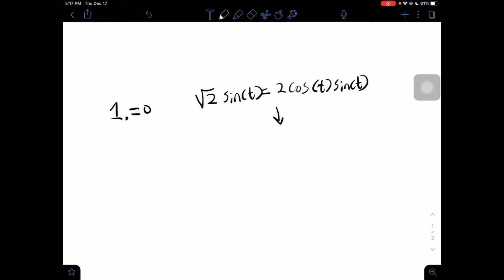In this video, we'll be going over how to use the unit circle in order to do factoring and solve for an unknown variable. We have the equation square root of 2 sine of t equals 2 cosine of t sine of t. With this equation, we want to first make it equal 0. In order to make this equation equal 0, we're going to subtract the square root of 2 sine of t on both sides.